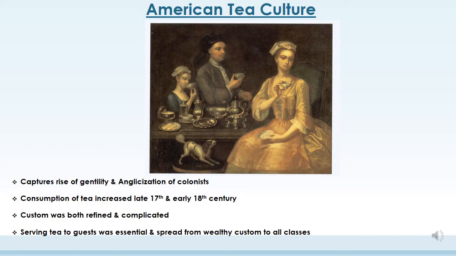Nothing better captured the rise of gentility and the increasing Anglicization of colonial America than the rage for imported tea. As the consumption of tea increased dramatically between the end of the 1600s and the dawn of the 1700s, the rituals of serving tea became more refined and more complicated. Serving tea to one's guests became essential. Although tea drinking started among the wealthy, it gradually spread to all levels of American society. By the mid-18th century, tea drinking had evolved from a luxury to a necessity, so much that inmates in the Philadelphia poorhouse demanded that their meager rations include tea.